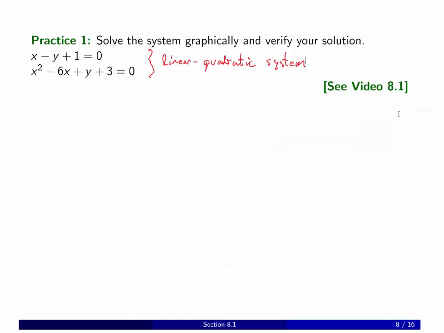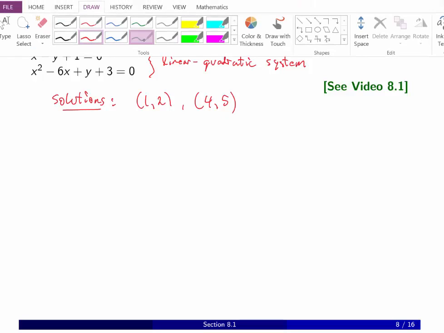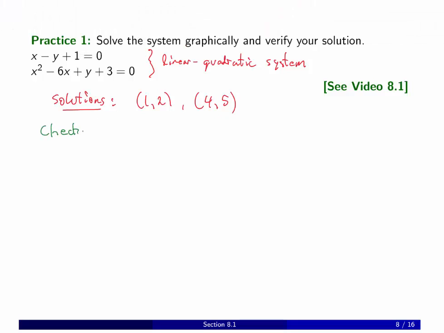Okay, so we have 1 and 2, 4 and 5. To check these solutions, this is a good habit to get into. You're going to plug into both equations. So for 1 and 2, you're going to have the following work. For x, you're going to put in 1. So you're going to have 1 minus 2 plus 1 equals 0.